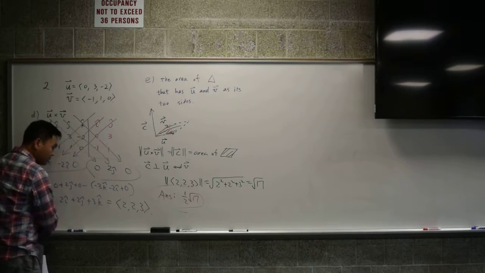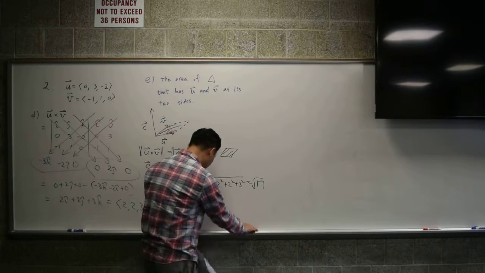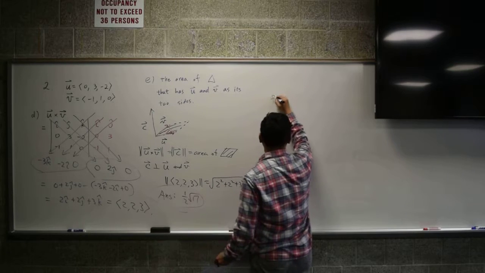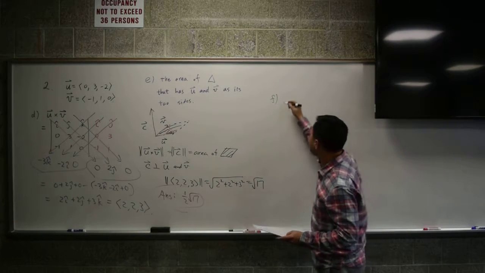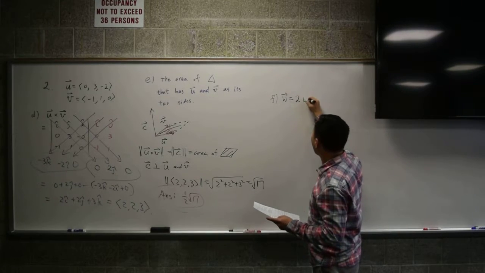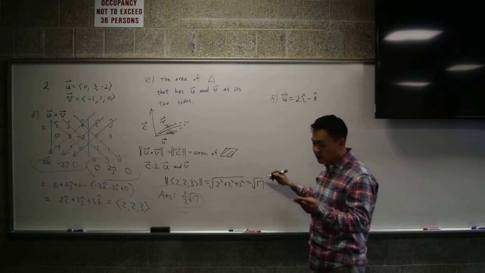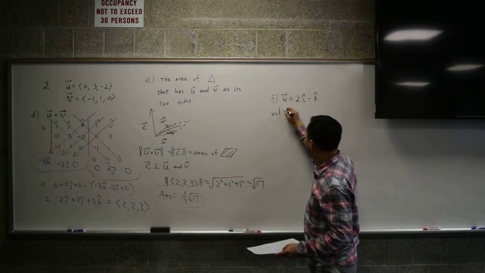Okay. Now question F is the following. F says if W is another vector that's given as 2i minus k, find the volume of the parallelepiped.